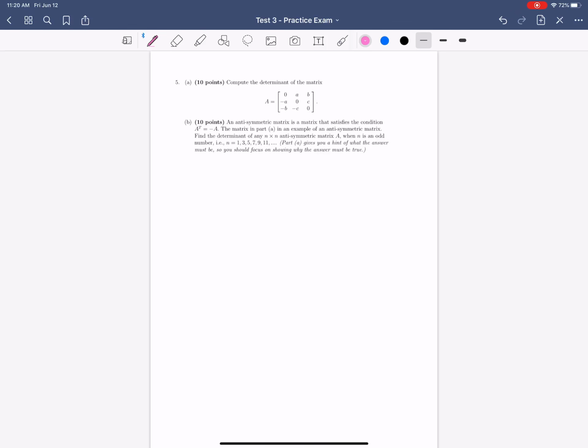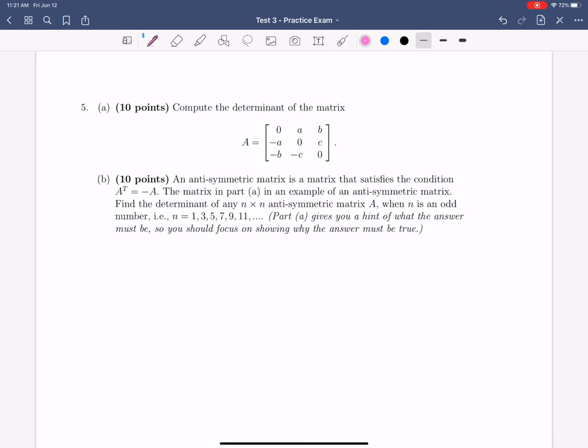All right. Part A, compute the determinant of this matrix. All right, seems easy enough. Let's do that. So I want the determinant of 0, negative A, negative B, A, 0, negative C, B, C, 0. I could do elimination here, which would require a row exchange, but I don't really want to do elimination on a matrix that has A, B, C in it because I'm going to get fractions and I don't really want to deal with them. So the next best thing is to do expansion.